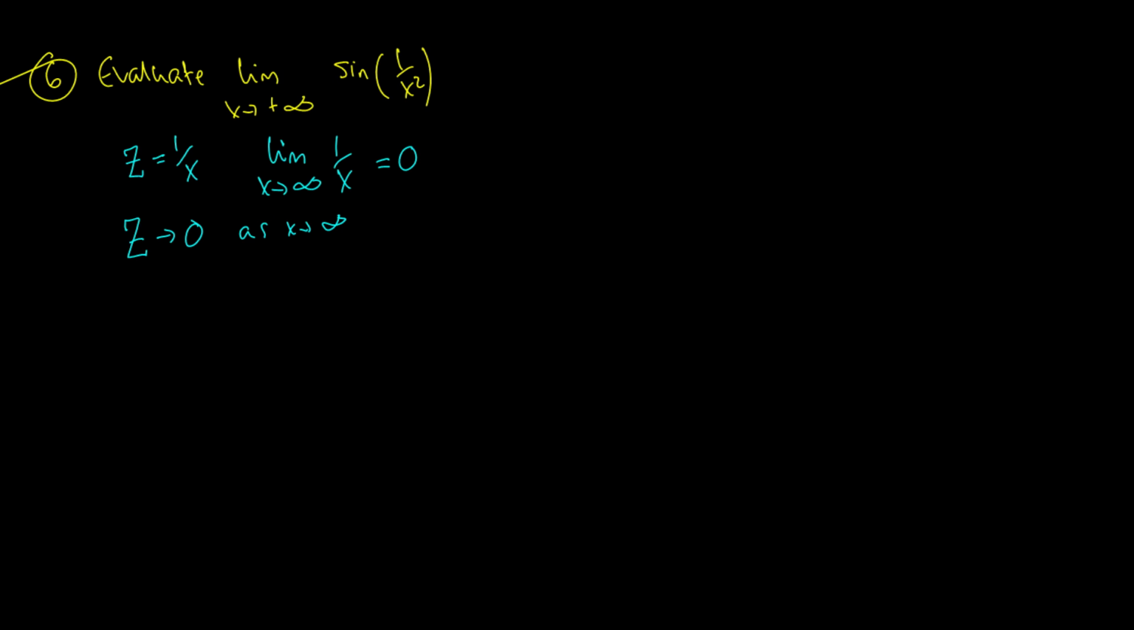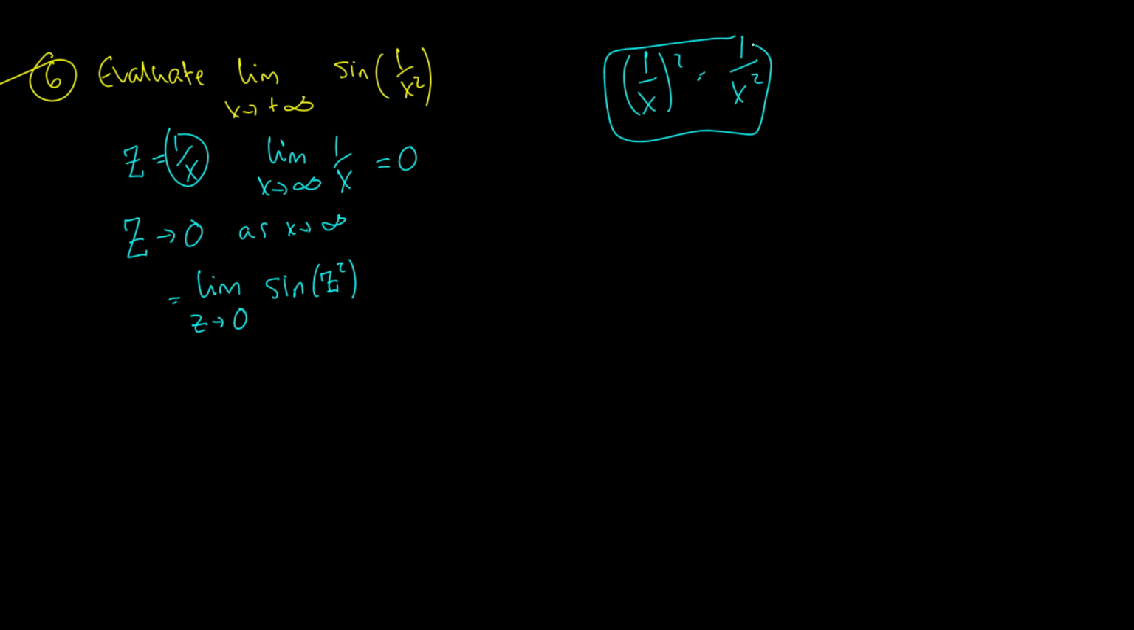So what can we do now? Well, we know our substitution of 1 over x, so we can rewrite this as the limit as z goes to 0 of sine of z squared, since 1 over x squared is equal to (1 over x) squared. These two are equivalent, so we know that this is also z squared, so we can plug our z into this position right here.